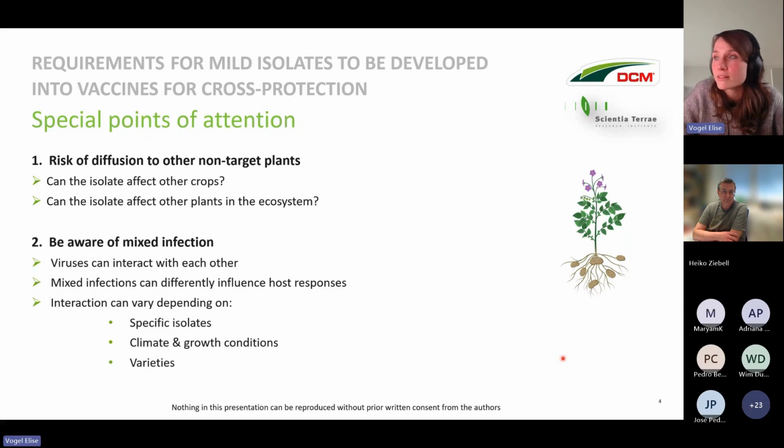So you need to be aware of these risks, and they should be really non-existent or very, very minimal to other non-target plants. Be aware of mixed infection. So this also lies in line with being aware of your virus population, taking it a bit broader than, of course, the strategy that you're applying.